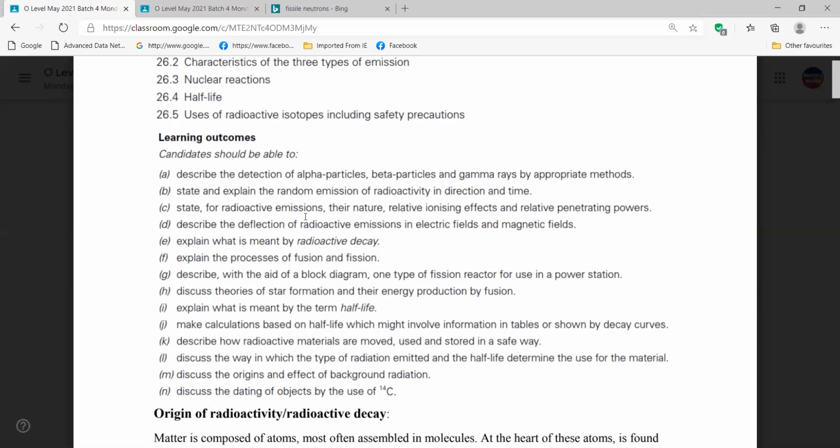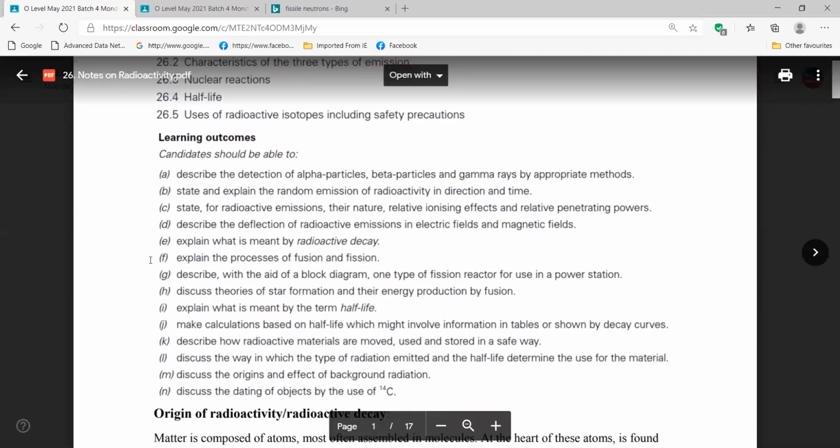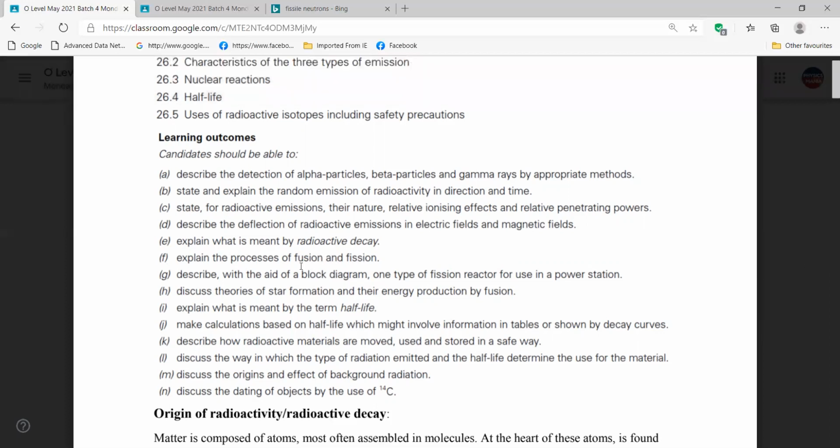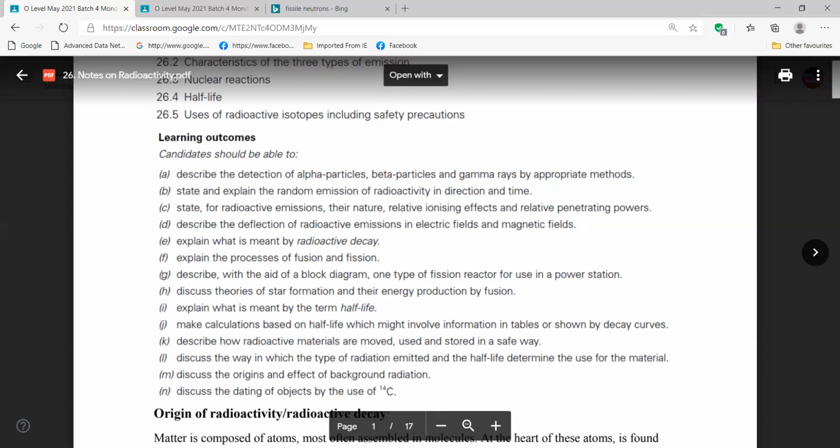Okay, look here. Can you see how many learning outcomes are done? Yes, sir. Describe the detection of alpha particle, beta: that is done. State, explain, random emission, done, right? Explain the process of fusion. We are not done with fusion, but we are done with fission, right? Yes, sir. And radioactive decay, that slowly the alpha, beta, and gamma particles will be lost? Yes, yes.